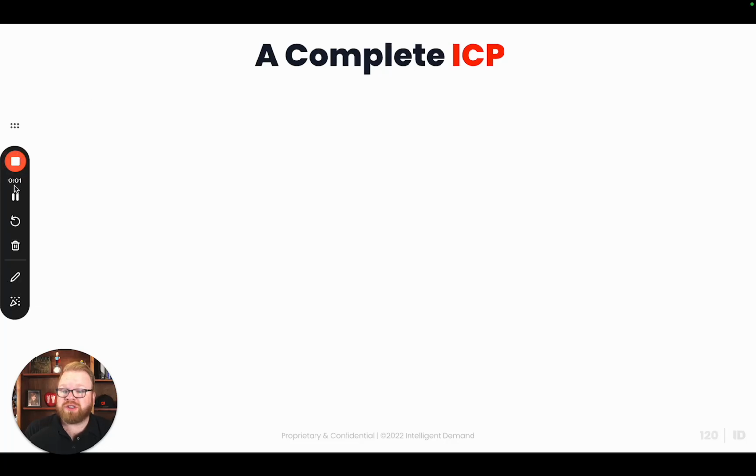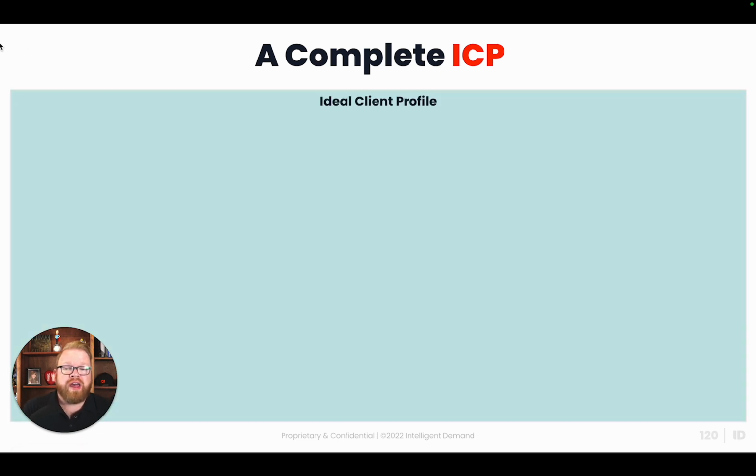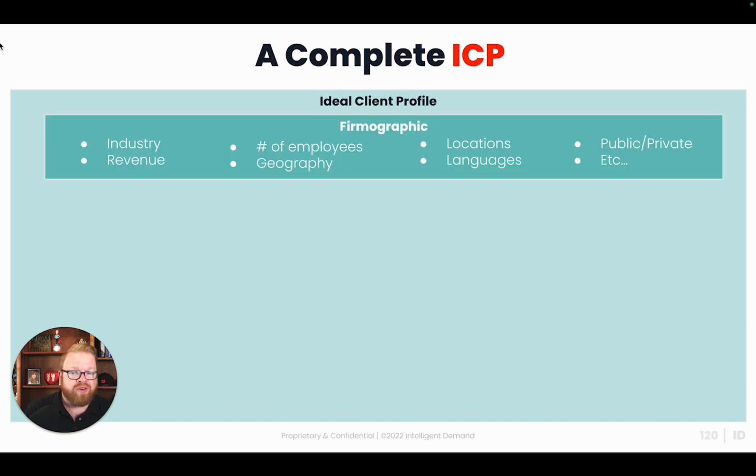So what goes into a really great ICP? We're going to talk about that today. Now, most companies, when they are defining their ideal client profile, are thinking about firmographic information. Most companies have at least some form of firmographic information. It's a good place to start.